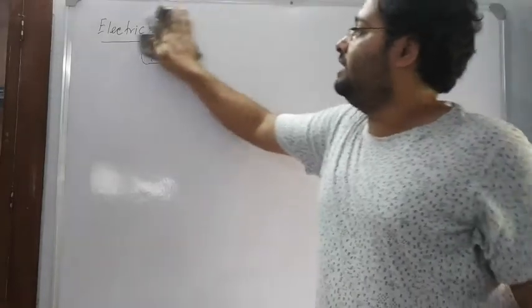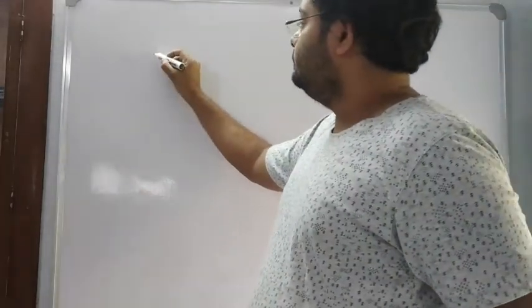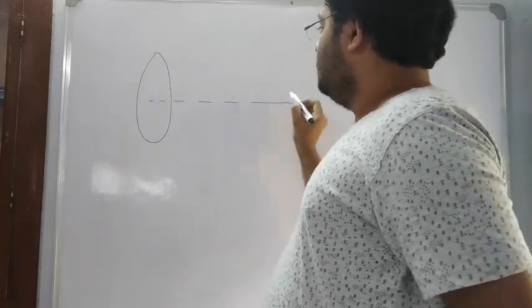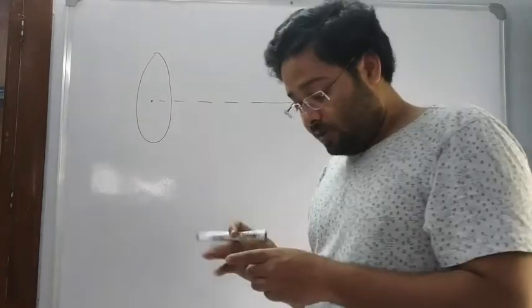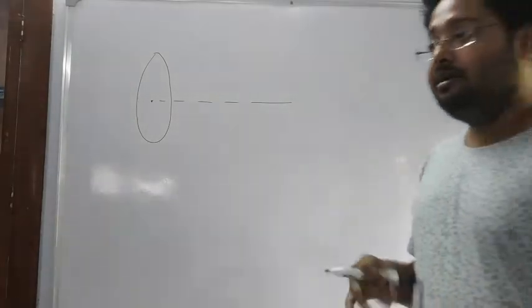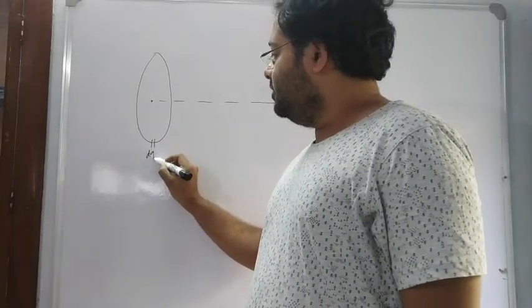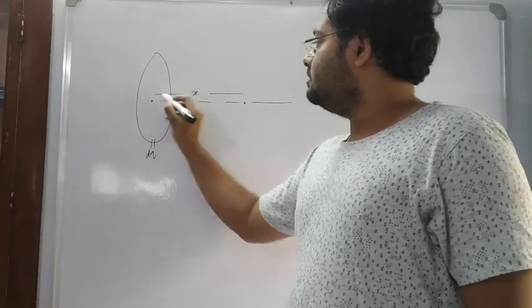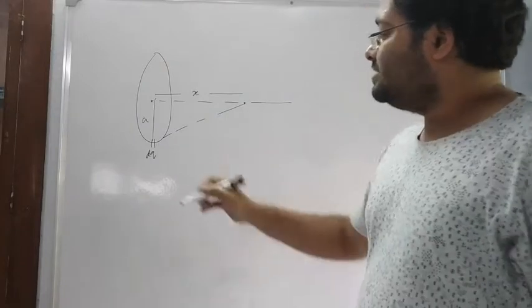I am going to calculate the electric field. Check this clearly, then only you can appreciate how electric field and potentials are different. To calculate electric field, again you need to take dq. This is x, this is a. So say this is positive charge.